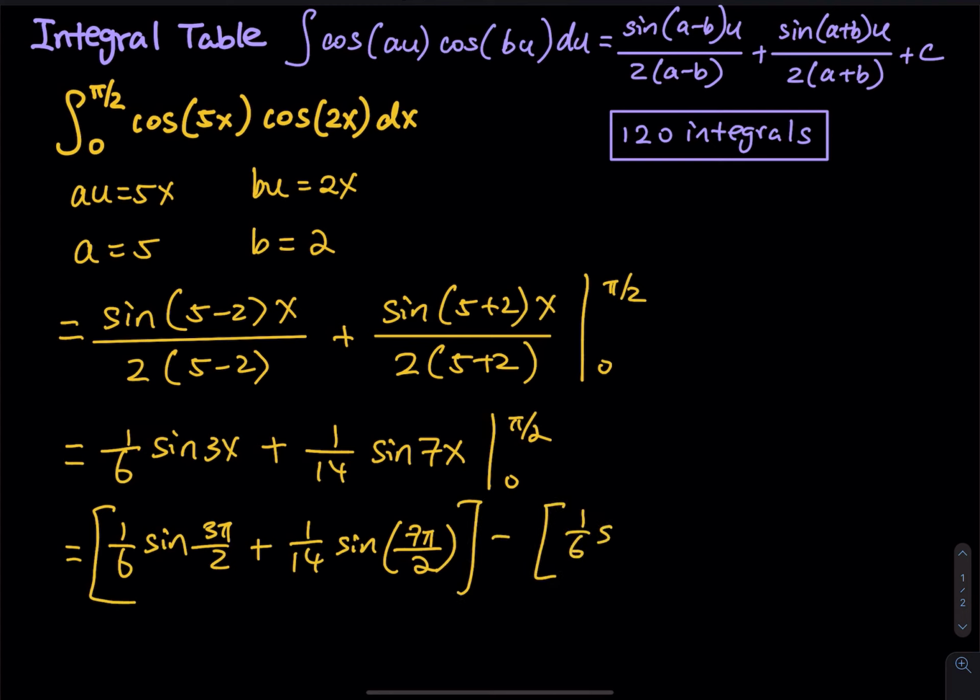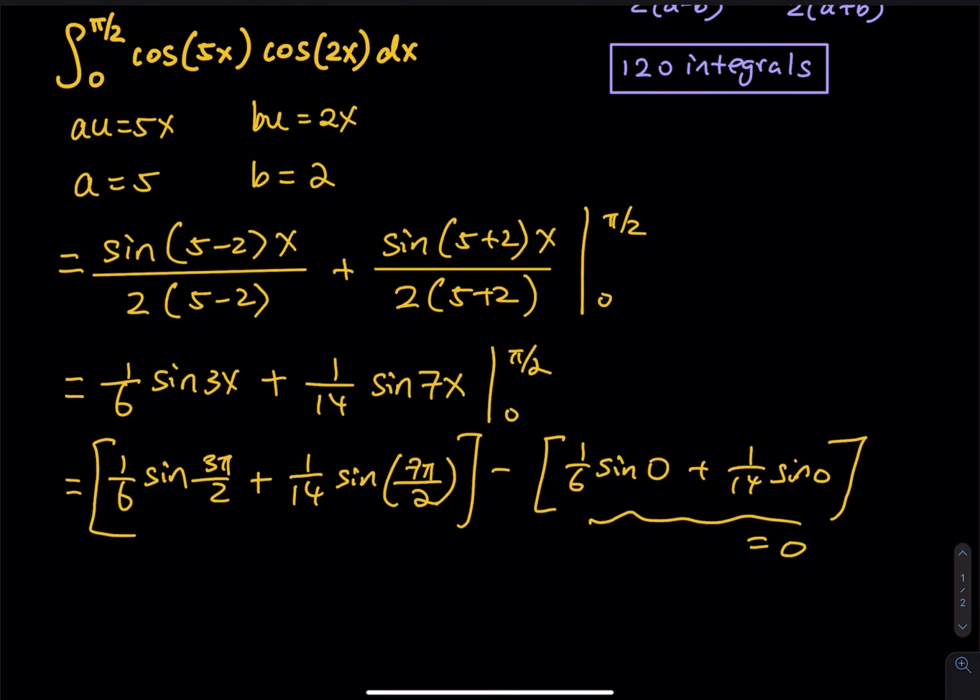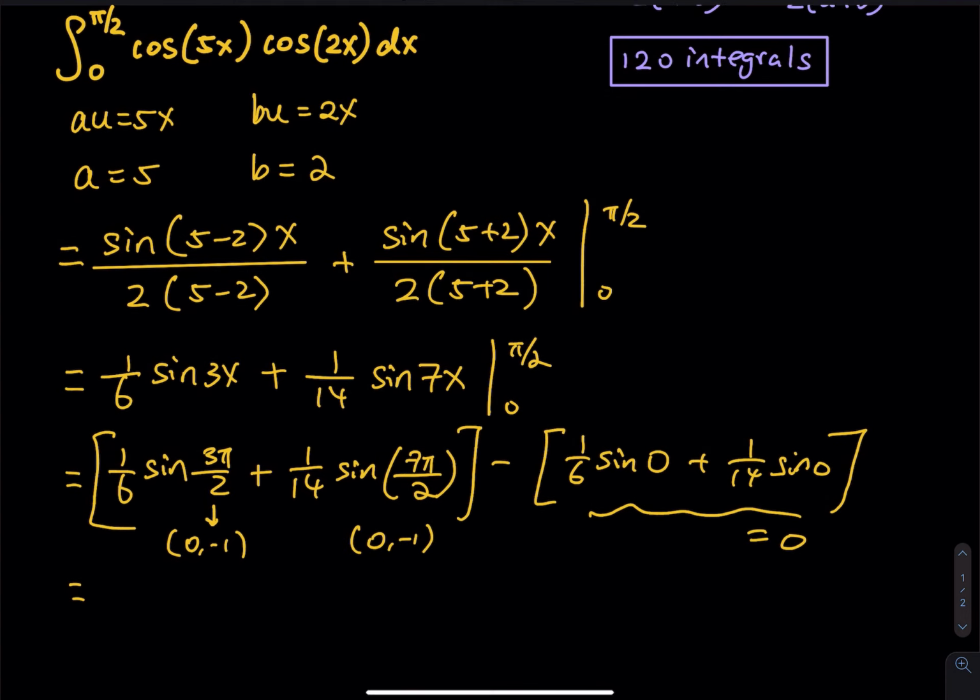1 over 6 sine of 0. Oh, this is easy. Sine of 0 is always 0, so the whole thing is equal to 0. We only need to take care of the first square bracket. For 3 pi over 2, you have to use your unit circle. The coordinate of 3 pi over 2 is (0, negative 1), and for 7 pi over 2, the coordinate is also (0, negative 1). Sine refers to y, so that is just equal to negative 1.